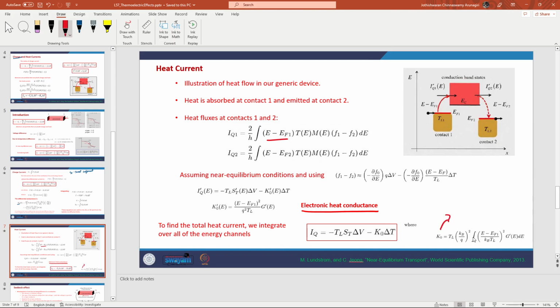K naught, like we can find that K of E again connects to the specific conductance by this expression, E minus EF1 upon q squared T_L. Of course, we are assuming that region 1 is of the higher temperature. If region 2 was of the higher temperature, then this would be replaced by E minus EF2, because the heat current always goes from the higher temperature region to the lower temperature region. So the coefficient here will only contain the information of the higher temperature region. Please remember that.